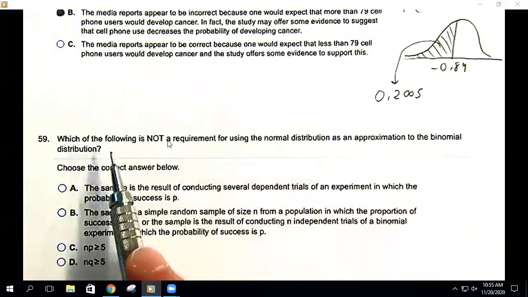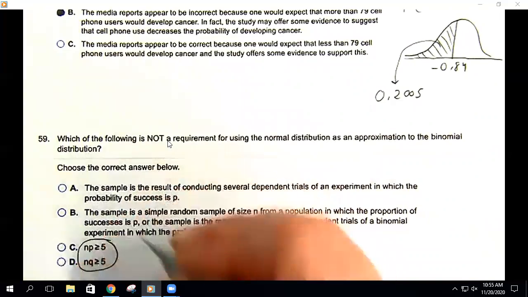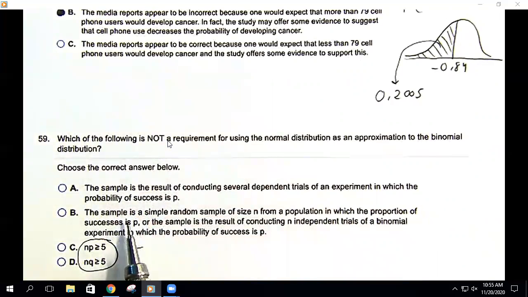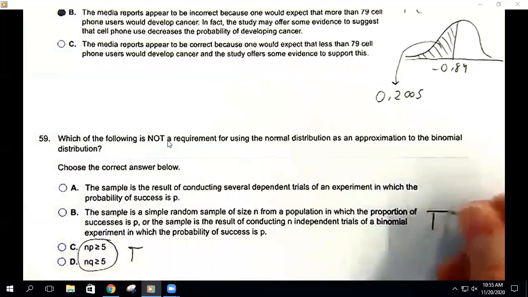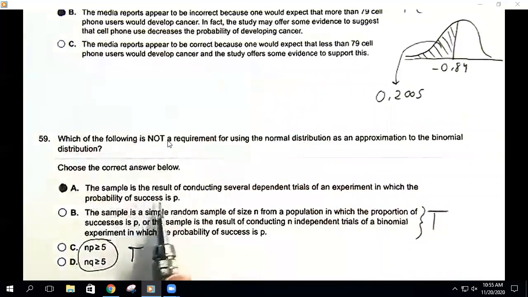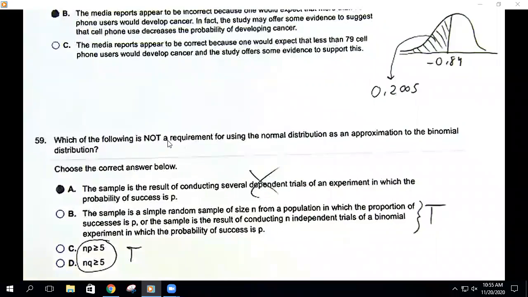Okay, which of the following is not a requirement for using the normal distribution as an approximation to the binomial? NP greater than 5, NQ greater than 5. We talked about that right away at the beginning of the class, so those are true. Sample simple random, size n from a population in which the proportion of successes is p, or the sample is the result of conducting n independent trials of a binomial experiment in which the probability of success is p. That's pretty much word for word exactly what it is, said even better than I could. And therefore A has to be incorrect, and it's because they're talking about dependent trials, which we very rarely want to do.